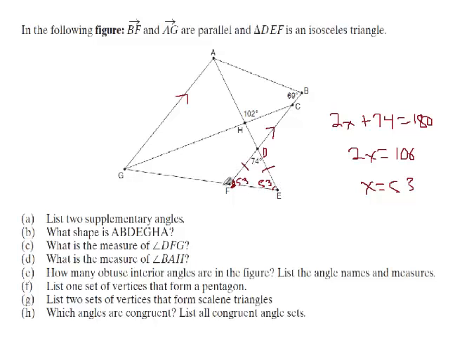So this angle, which is the one that they're looking for, DFG, has to equal up to 180. It's supplementary because it's on the same line as this one. So 180 minus 53 is 127. So that should be 127.